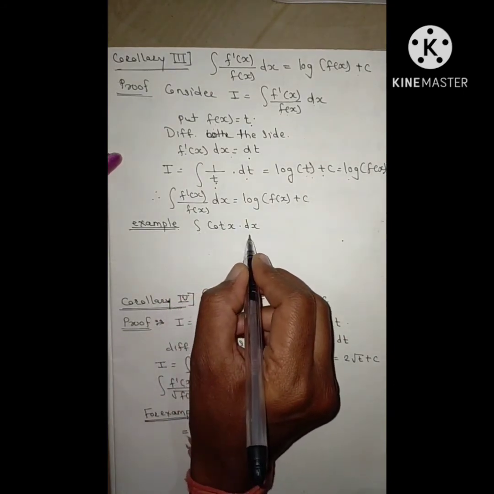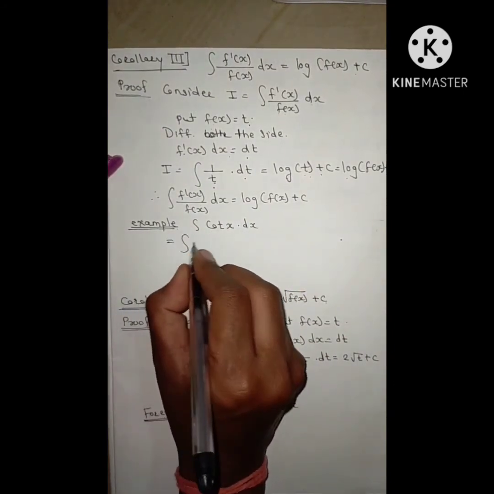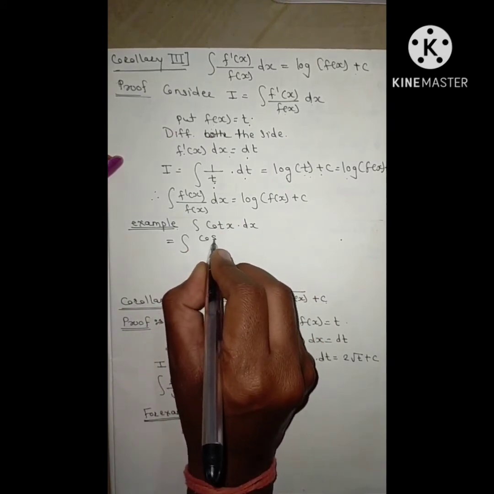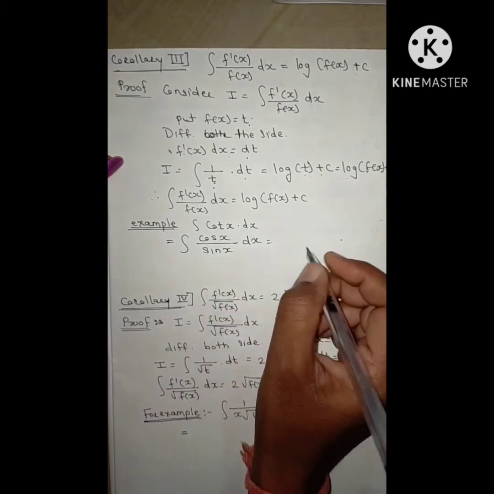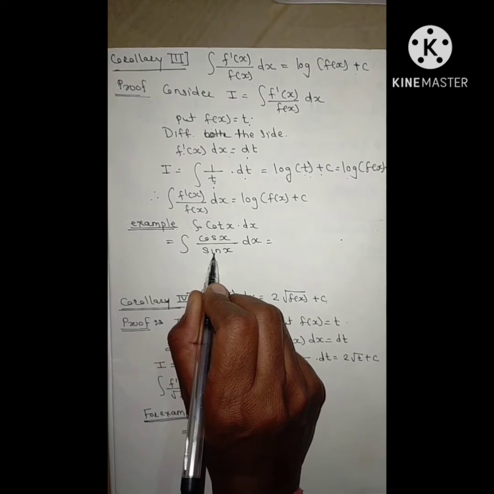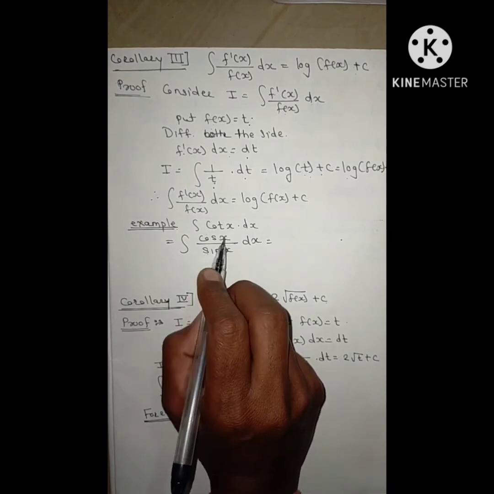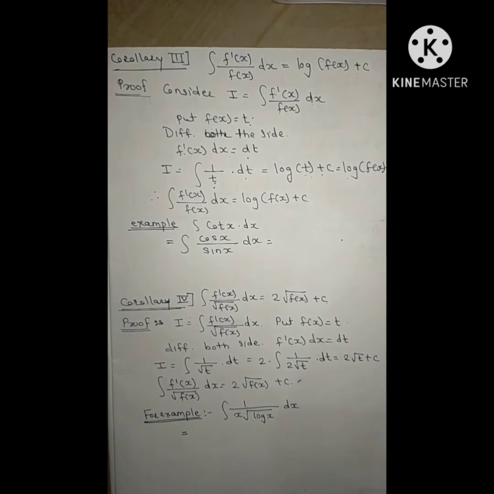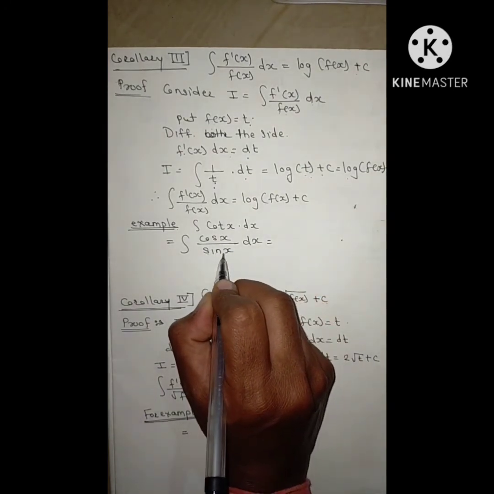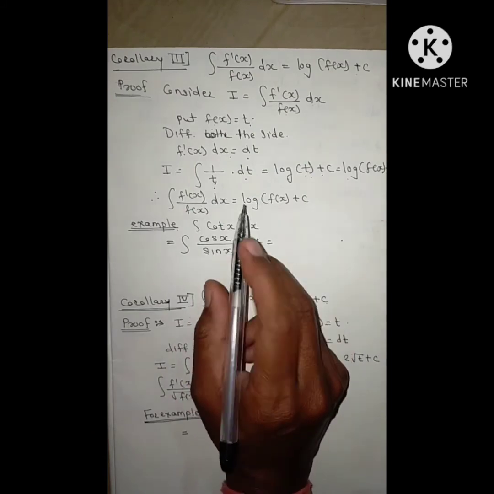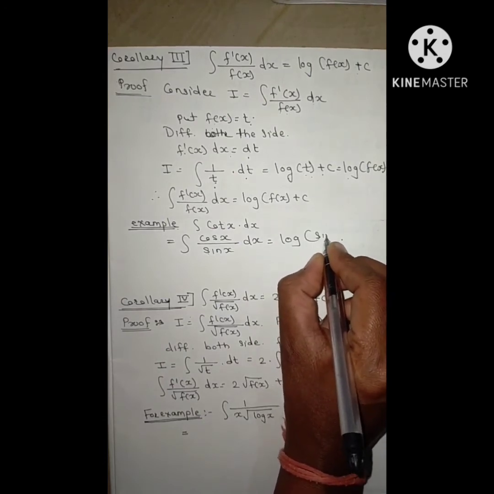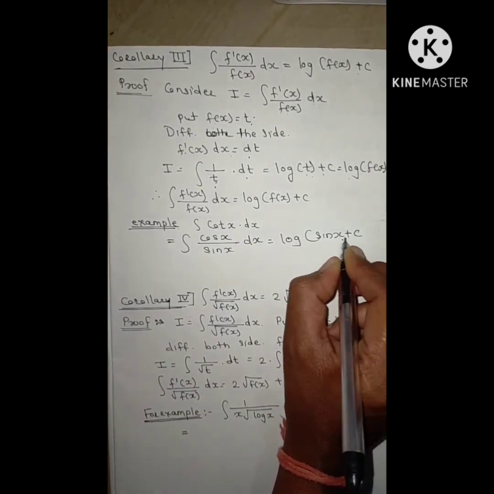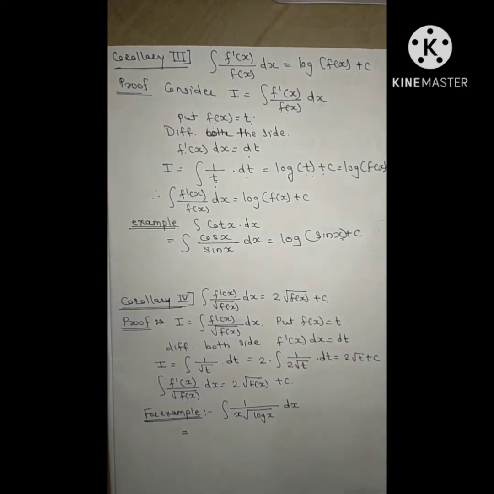Now we can solve the example. Integration of cot x dx, which is equal to, we can write cot x as cos x divided by sin x into dx. That is, if we consider f of x as sin x, the above term is the derivative of this f of x, that is derivative of this sin x is cos x. So we use this formula here, we get log of sin x plus c. Okay, so we use this formula like this.